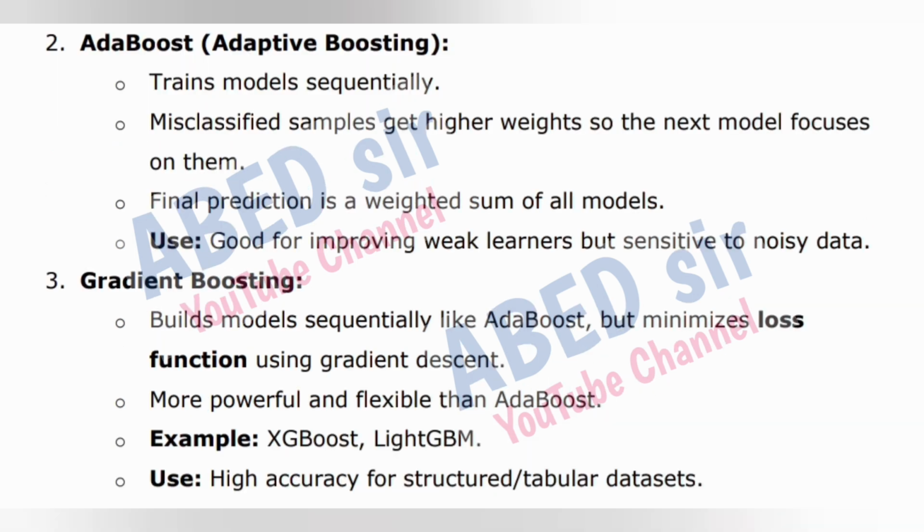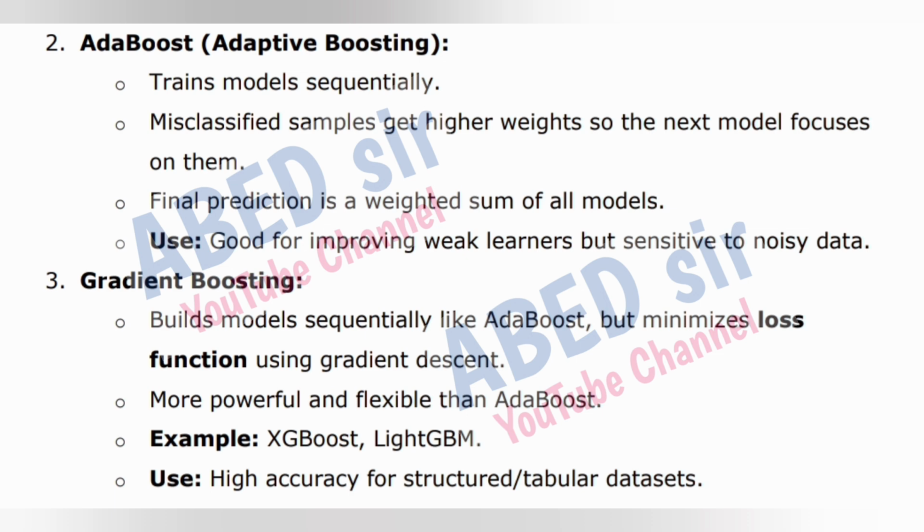2. AdaBoost, adaptive boosting. Trains models sequentially. Misclassified samples get higher weights so the next model focuses on them. Final prediction is a weighted sum of all models. Use: good for improving weak learners but sensitive to noisy data.